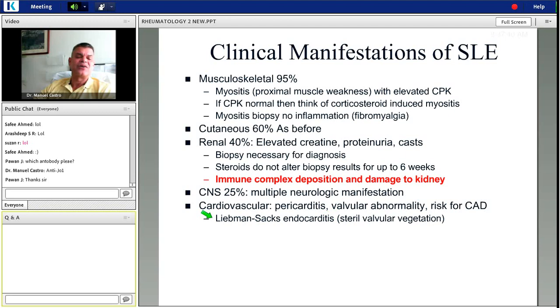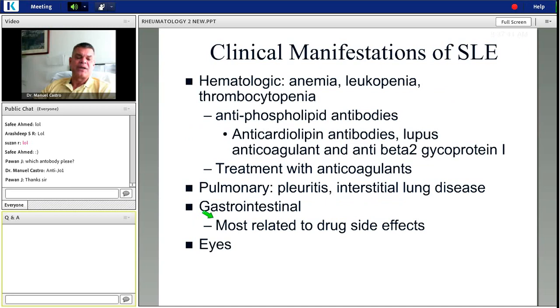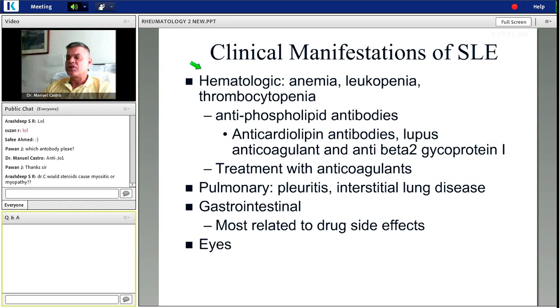It's not bacterial endocarditis. Okay, so it's associated with patients with SLE. Now, the hematological abnormalities that you're going to see in SLE are going to be anemia, leukopenia, and thrombocytopenia. These patients are also going to have antiphospholipid antibody syndrome.